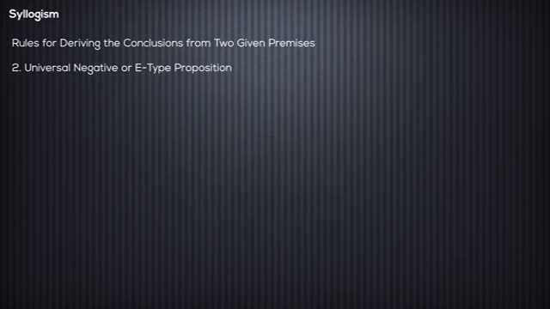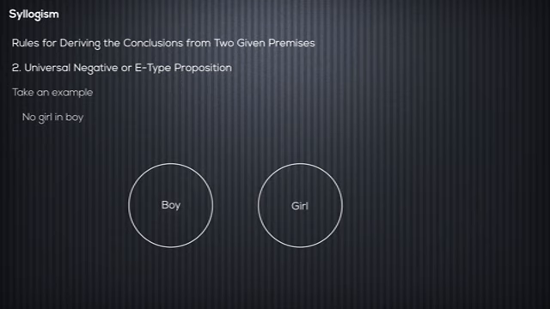Universal negative or E-type proposition. Take an example. No girl is boy. In this type of proposition, both subject and predicate are in denial of each other. This can also be seen in the diagram representation of boy and girl. They have nothing in common, hence both subject and predicate are distributed.